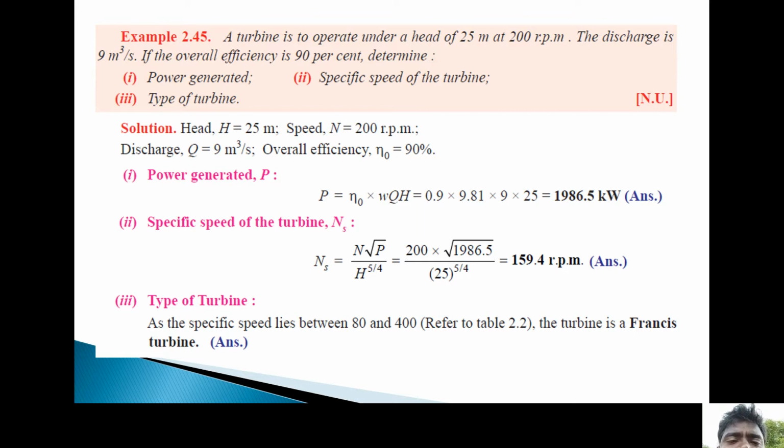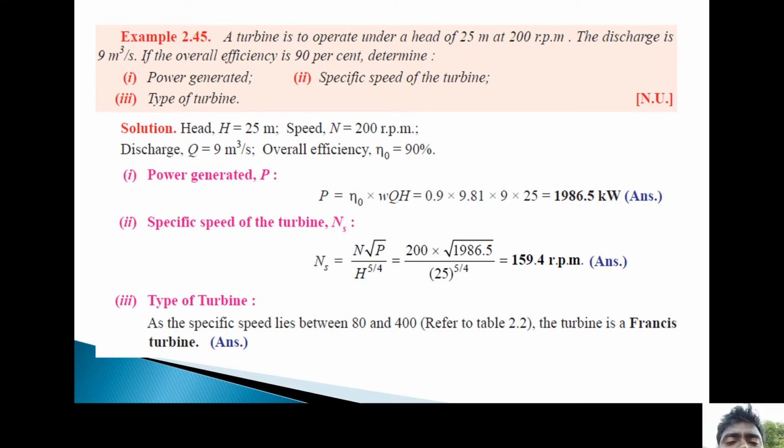The power generated P equals efficiency into W Q H. Efficiency means 0.9, W means 9.81, Q equals 9, and H equals 25. That value is 1986.5 kilowatts of power. Specific speed Ns equals N root P by H power of 5 by 4. This is the turbine specific speed. The N value is given in the problem, the P value is already calculated, and the H value is given. Substituting all values in this equation, Ns equals 159.4 rpm.